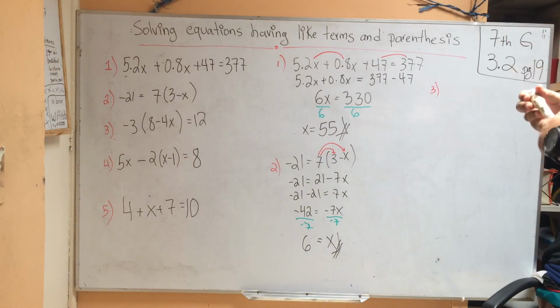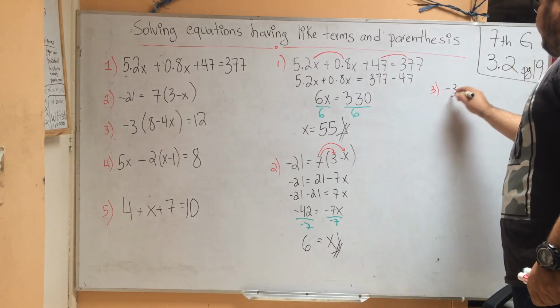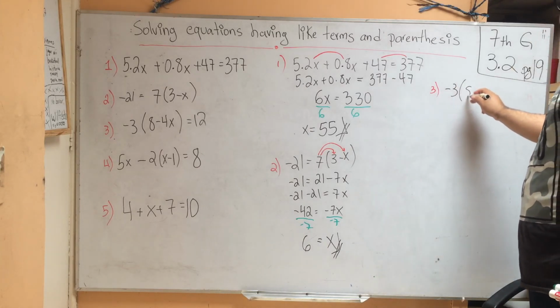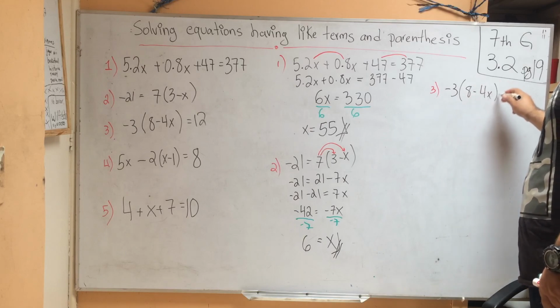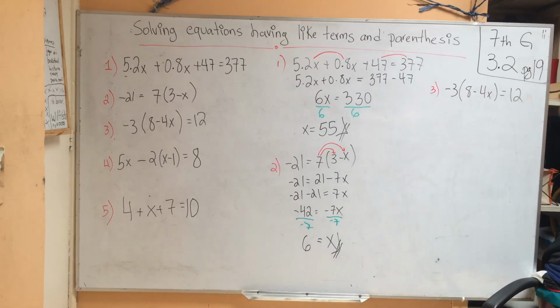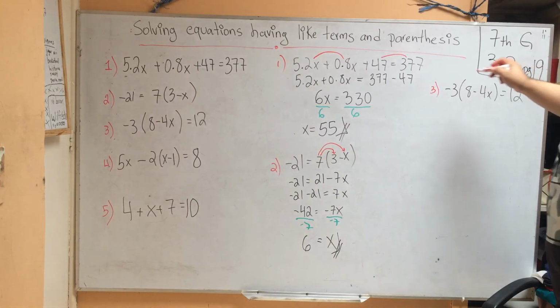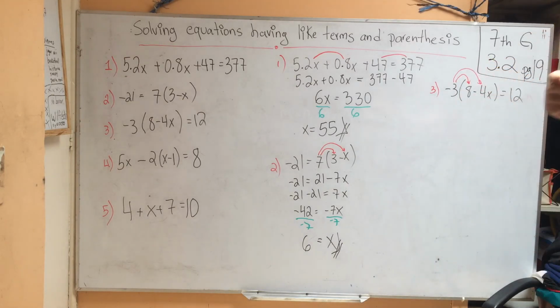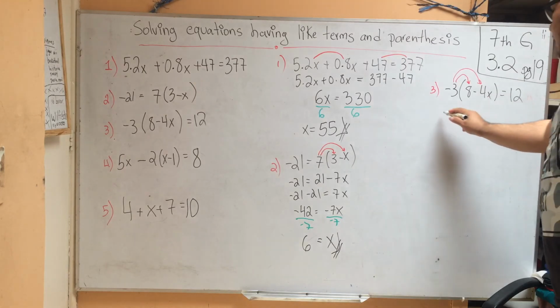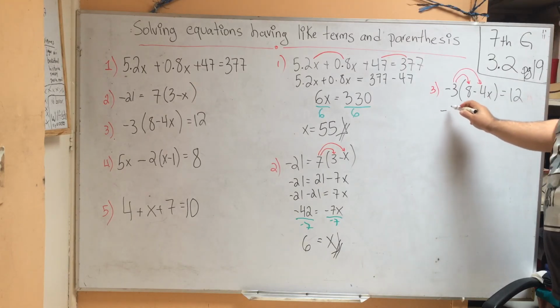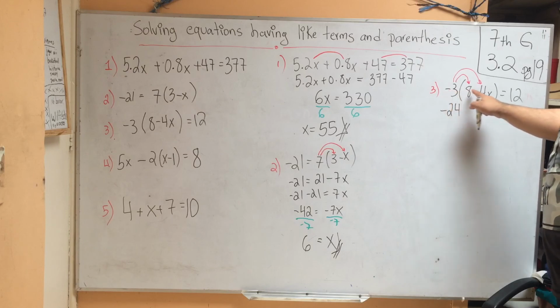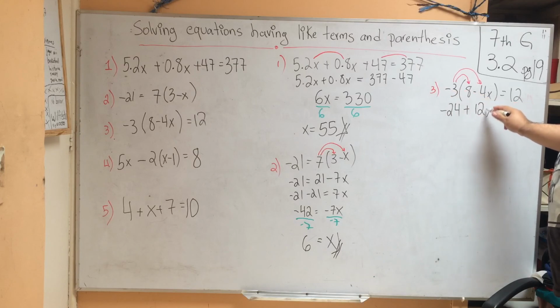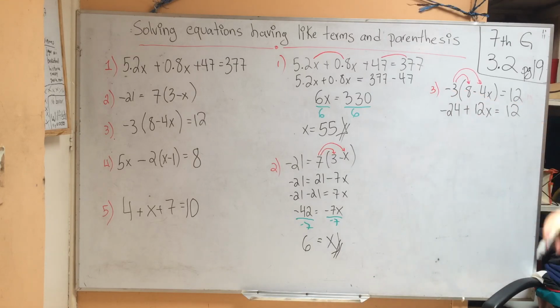Number 3 is very similar. If you notice, we have a parenthesis, so that means that we need to do that first. So we have minus 3 times (8 minus 4x) equals 12. So what do we do first? Remember, parentheses first. When we have a parenthesis here, this number impacts both numbers inside the parentheses. So we have minus 3 times 8, minus 24. Negative times negative, positive, 3 times 4x, 12x, equals 12.